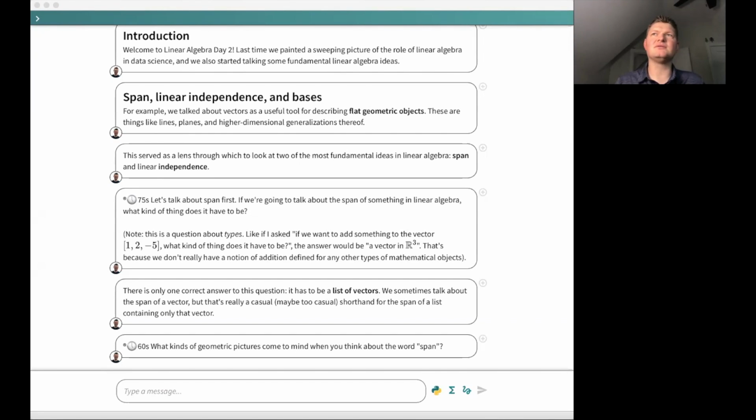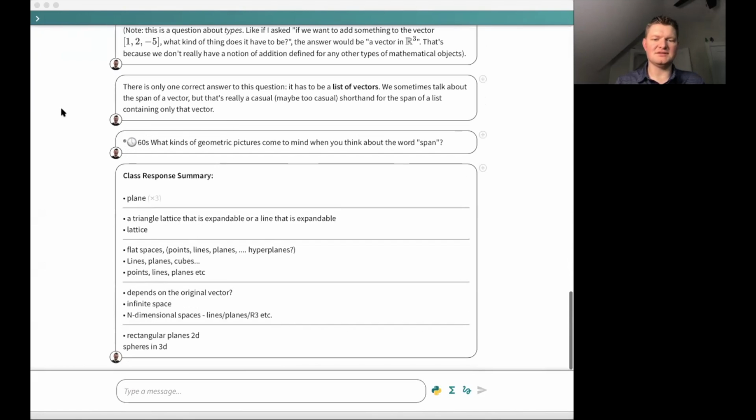Okay, great. So this looks good. I will summarize what everyone said so you can see kind of where folks are on this. So you think of like a plane. So if you have two vectors that are not pointing in the same direction or opposite directions, their span would be a plane. Flat spaces, this is a great answer.